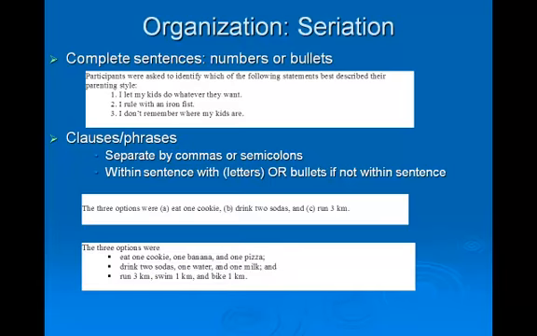Another example would be you could do bullets. So here we have "the three options were," and again, here's where a lot of people want to put a colon because it looks like you should, but you don't for APA style. And now I've changed the phrases, so we have eat one cookie, one banana, and one pizza. So that is a phrase in and of itself, and that phrase has two internal commas.